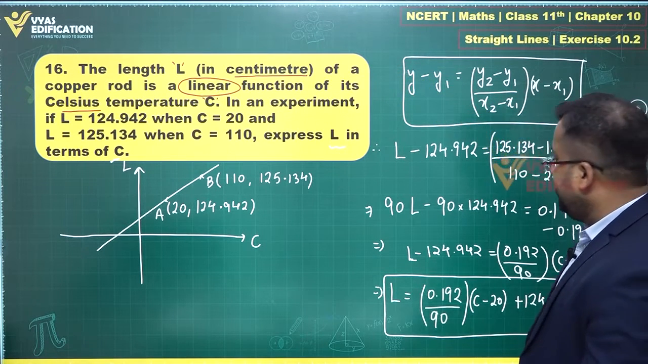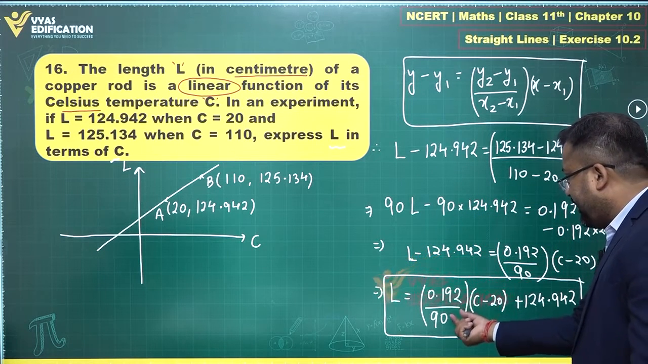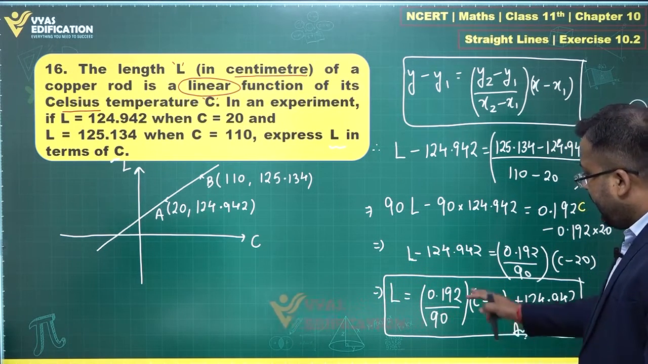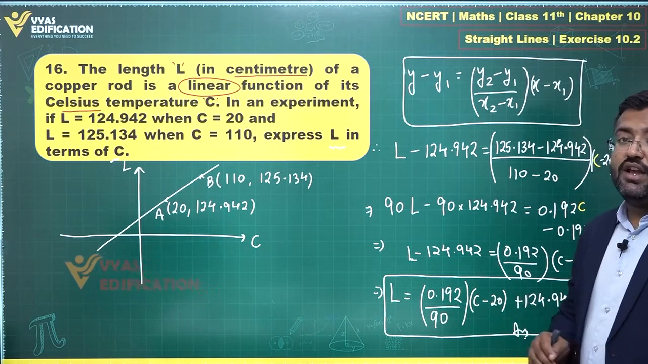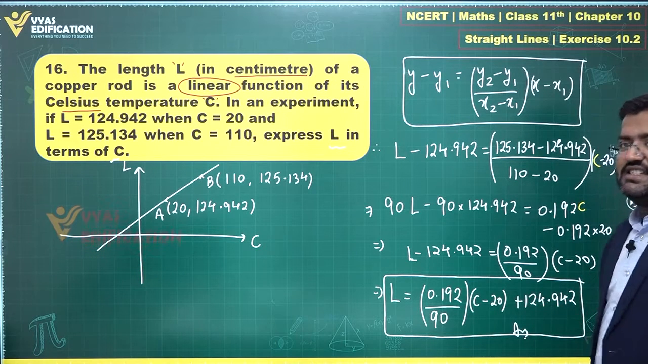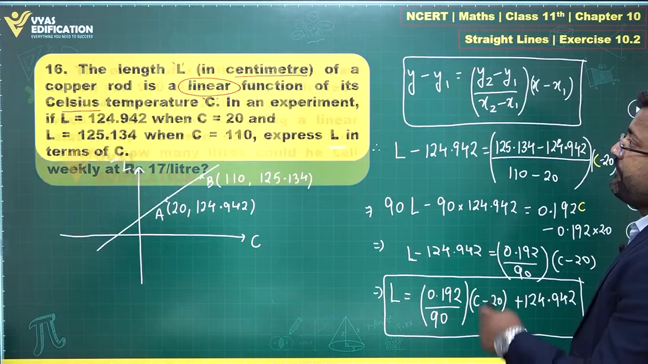Right, express L in terms of C, this is what we have, although we can simplify it further by multiplying 0.192 upon 90 into C and multiplying this with 20 and maybe dealing with this one over here, but we can leave the answer at this stage as well. That's the complete solution of this 16th question in front of us.